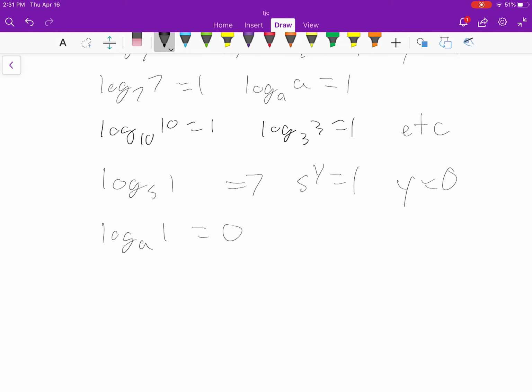Okay. So those are two properties that we have. The first property that's general, true for all logarithms, is log base b of b equals 1. That's property 1. Property 2 is log base b of 1 equals 0. Excuse me. Okay, so those are two properties no matter what the base is.